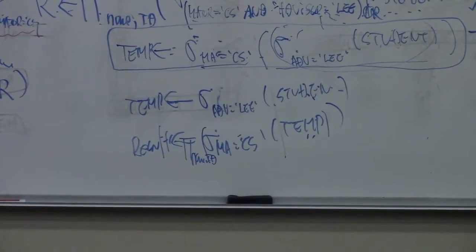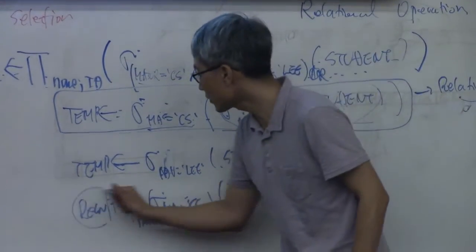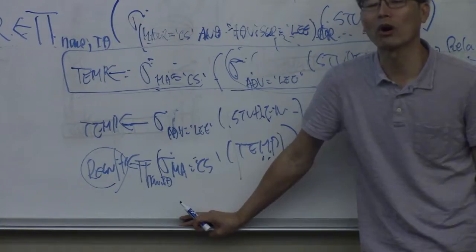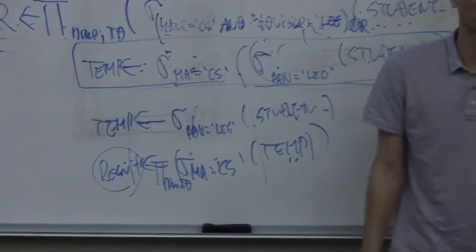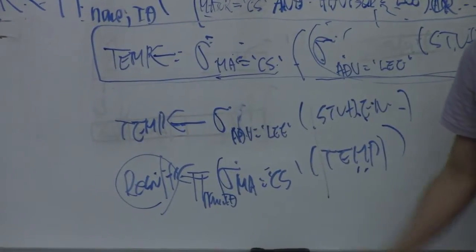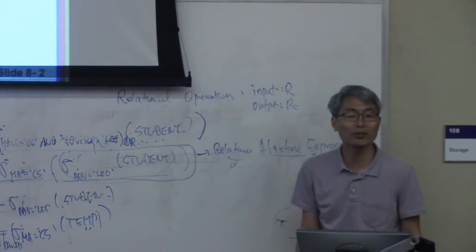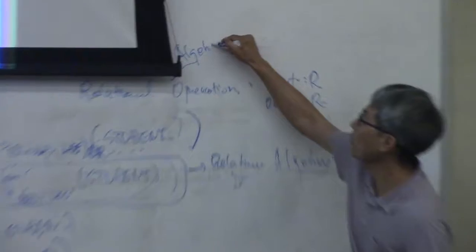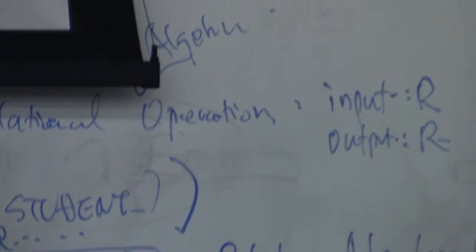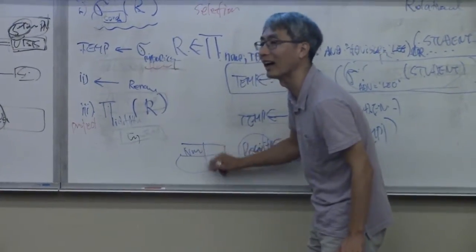Then only name and ID will be returned. Question: is this result a relation or not? It's always a relation. Any relational algebra operation's output is also a relation. So this is a relation, but this relation, with only name and ID, is a different relation.